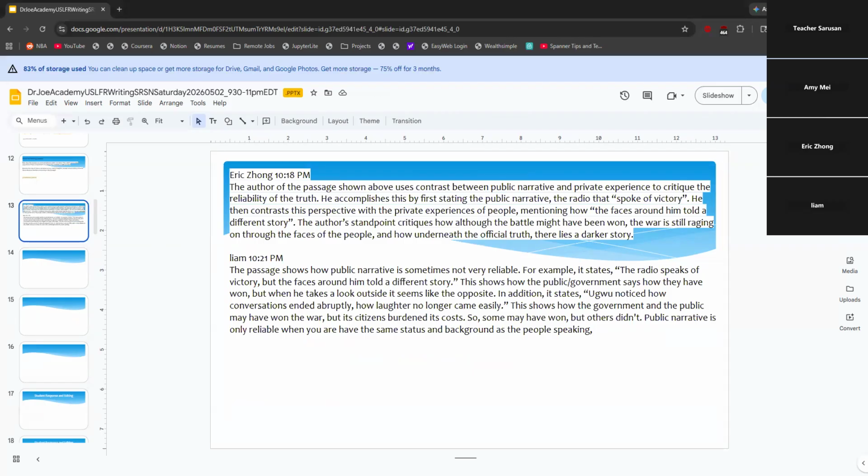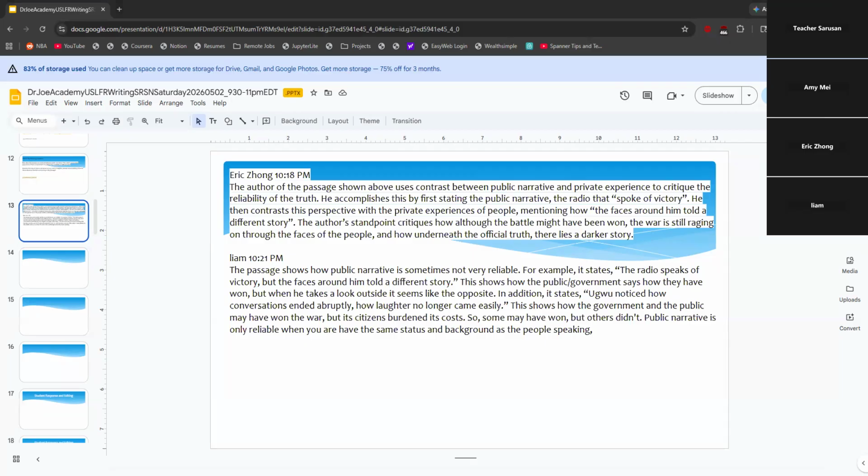The author of the passage shown above uses contrast between public narrative and private experiences to critique the reliability of the truth. He accomplishes this by first stating the public narrative, the radio that spoke of victory. He then contrasts this perspective with the private experiences of people, mentioning how the faces around them told a different story. The author's standpoint critiques how, although the battle might have been won, the war is still raging on through the faces of the people, and now, underneath the official truth, there lies a darker story.